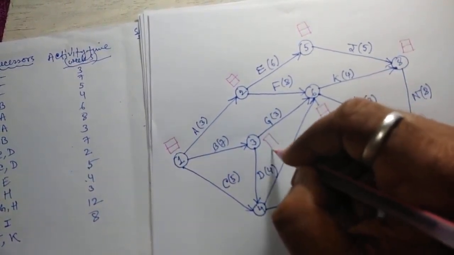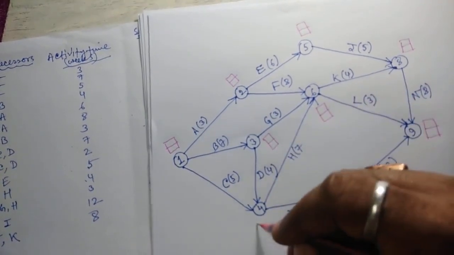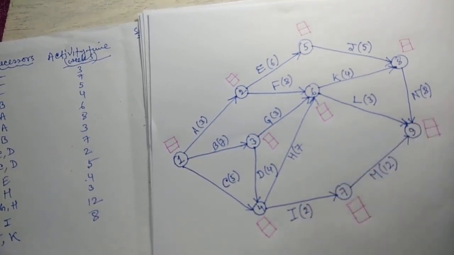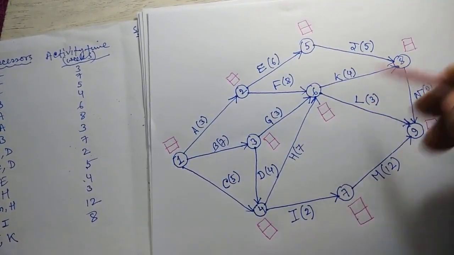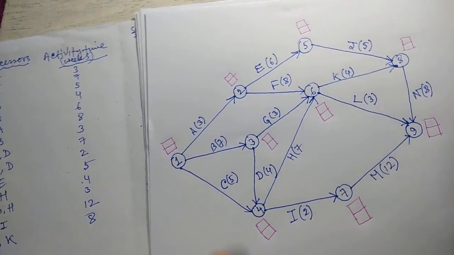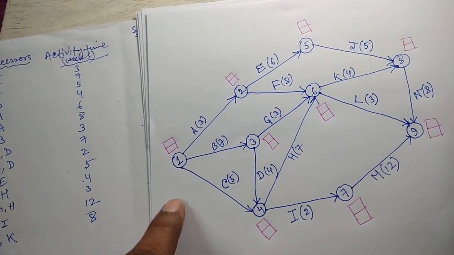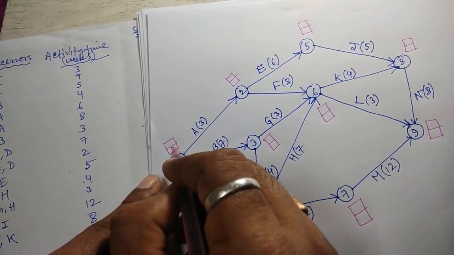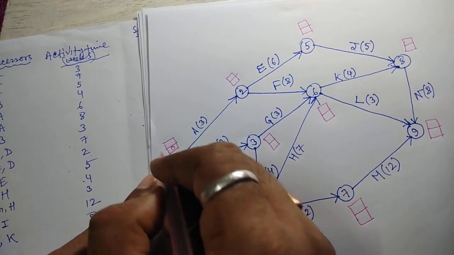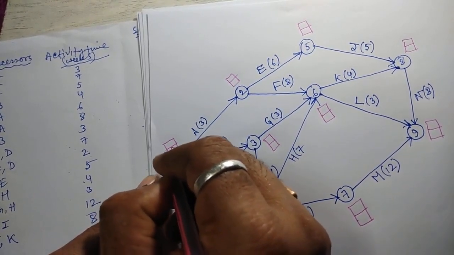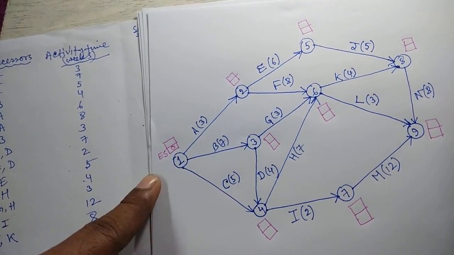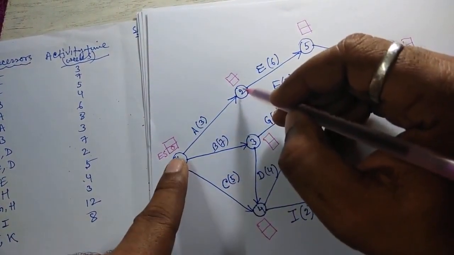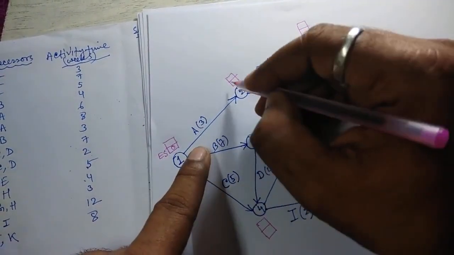For each node, we have to draw two square boxes. 1, 2, 3, 4, 5, 6, 7, 8, 9. Now the earliest start time, that is ES, for node 1 will be 0. Next, for node 2, it will be 0 plus 3. It will be 3.